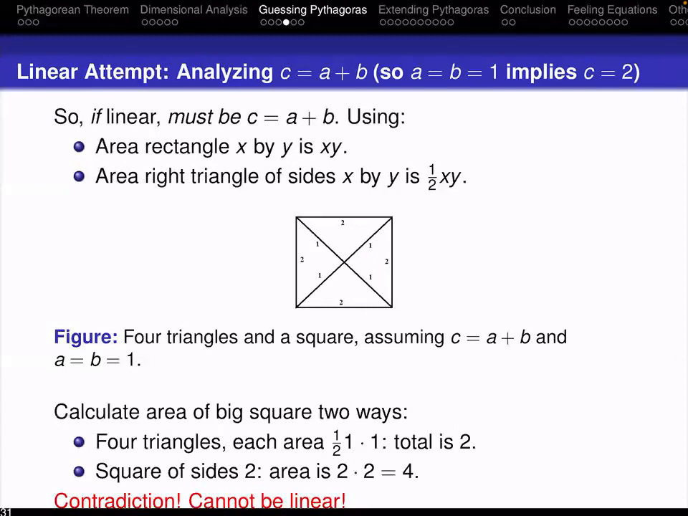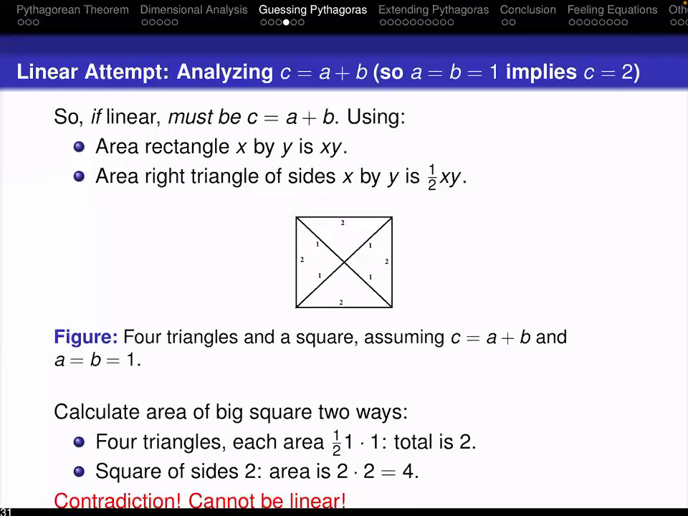Well, we can calculate the area in two different ways. One is it's a square, so the area is just going to be 2 times 2, which is 4. The other way is we have 4 right triangles, and each triangle has area 1/2 base times height, so each has area 1/2. We have 4 of them, so that gives us 2. So since 2 doesn't equal 4, we know that there can't be a linear relationship for Pythagoras.